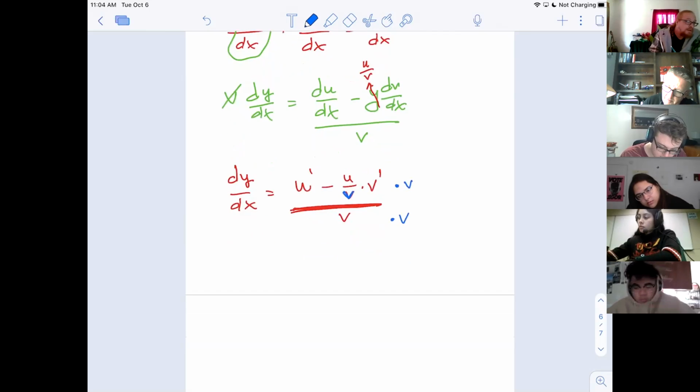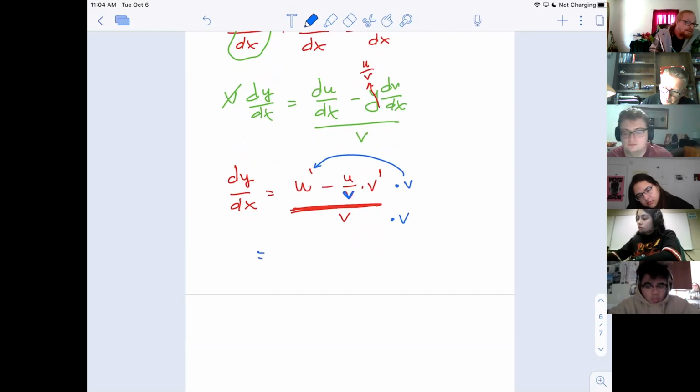Again, you should see distributive law, which means I got to multiply. u prime is going to get multiplied by v. But then when it gets multiplied by this v, it's just going to cancel that out. So it'll be left with uv prime. And then on the bottom, you just have v times v.